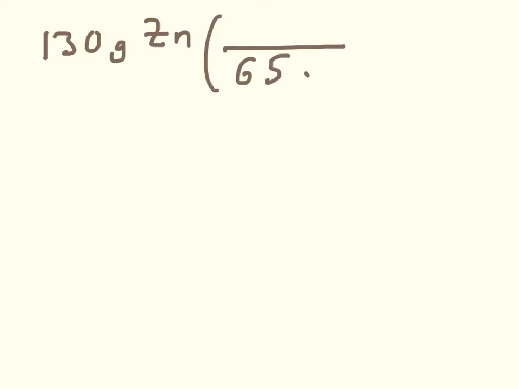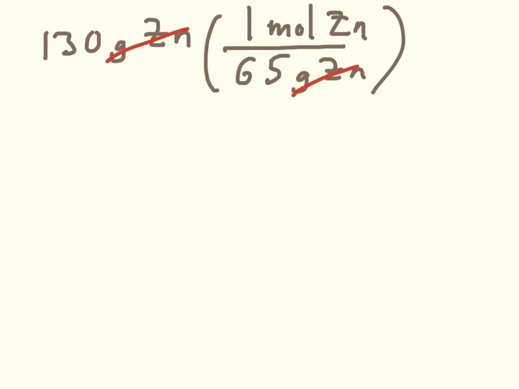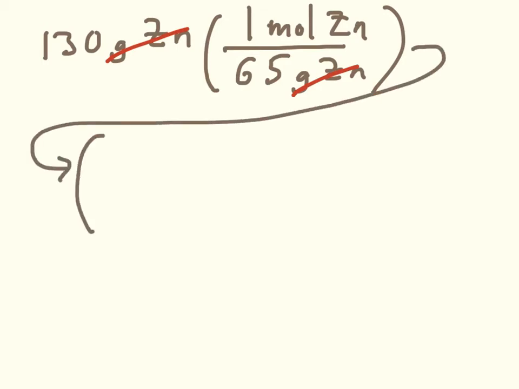We're given that we have 130 grams of zinc. We want to change that to moles, so we look up the molar mass of zinc. We see that's 65. So we've got 65 grams of zinc for every 1 mole of zinc. So we can cancel our grams of zinc. Then I don't really have space here, so I'll just draw a little arrow. We're going to multiply that by another conversion factor.